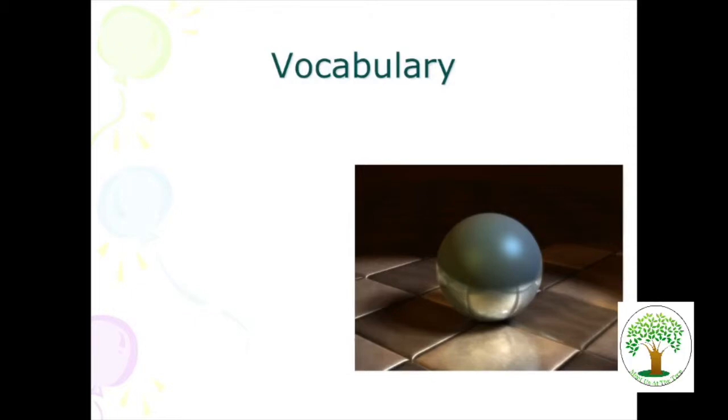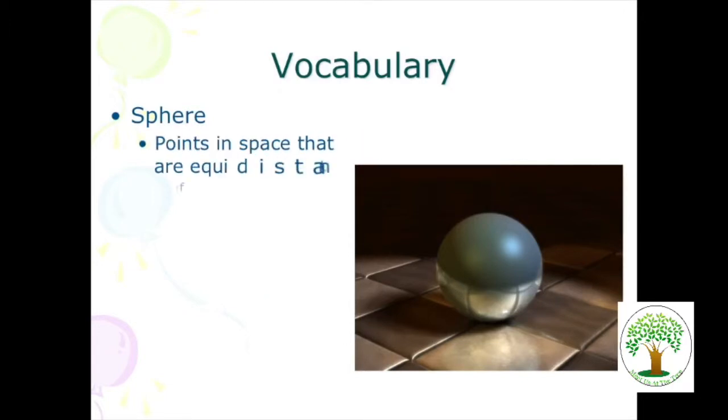You need some vocabulary before you start. A sphere is points in space that are equidistant from a given point. The given point is in the very center of it, and everything is equidistant from that. It's like if I held a rope right here, and somebody held the end of that rope, every point all around it, if you could have a little marker on the end of it, it would color a sphere all the way around.